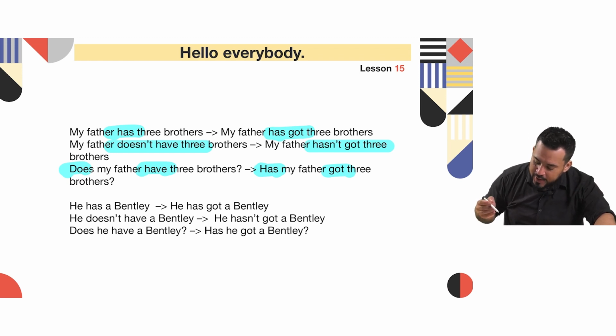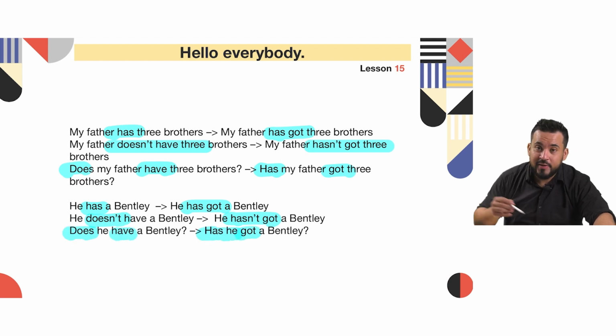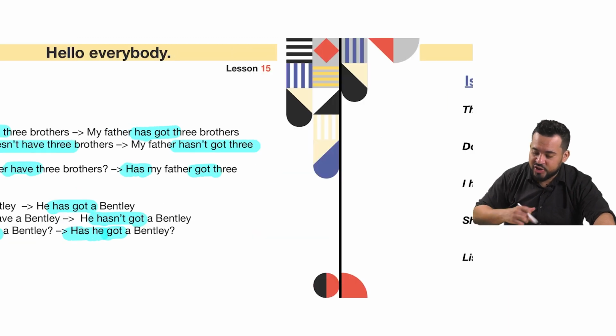He has a Bentley. He's got a Bentley. Same, because it's affirmative. He doesn't have a Bentley. He hasn't got a Bentley. Does he have a Bentley? Has he got a Bentley? So now it's different because it's a question.